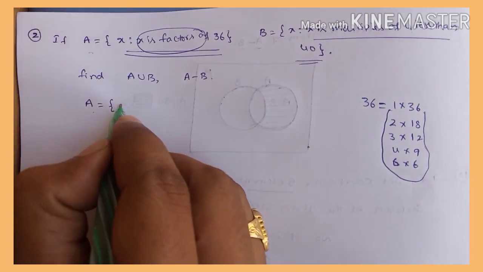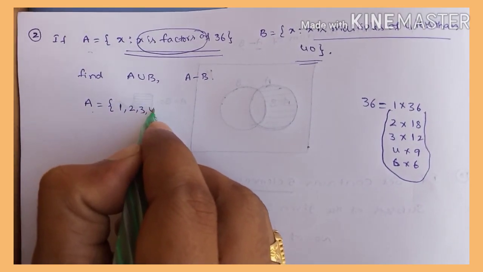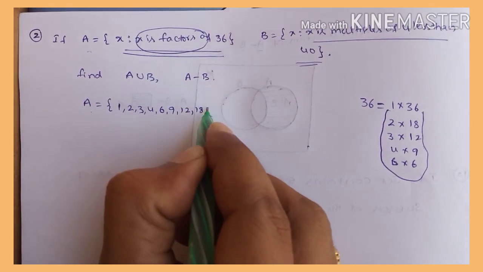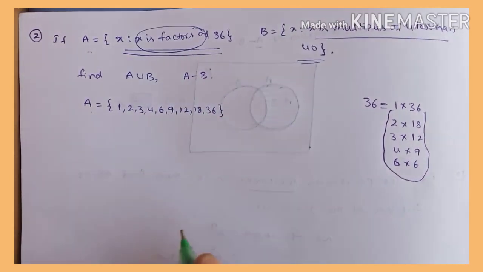Right, set A is equal to 1, 2, 3, 4, 6, 9, 12, 18, 36.